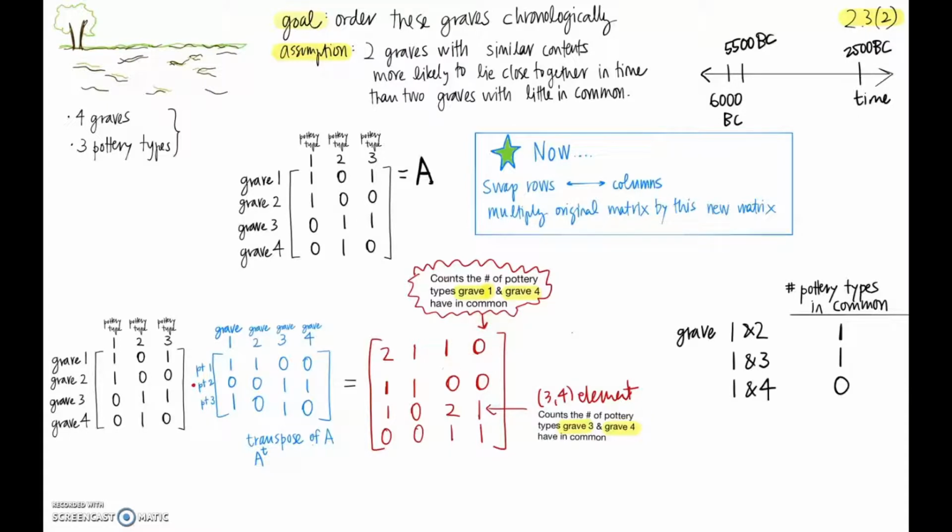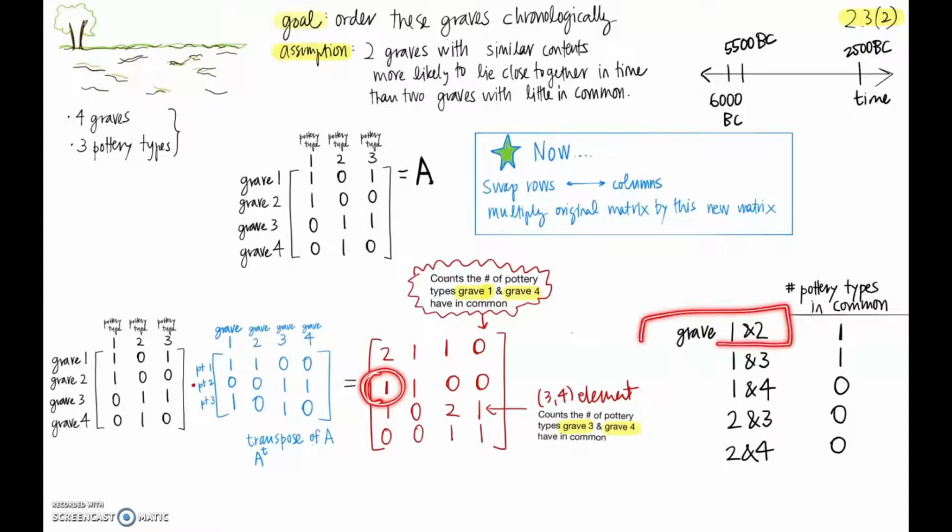Then I'm going to move to this element here. This is the 2-3 element. So this is going to tell us how many pottery types graves 2 and 3 have in common, and they have 0. And graves 2 and 4 also have 0 pottery types in common. So why did I skip around? Why did I skip these? Well, this is the 2-1 element. This would tell us how many pottery types grave 2 and grave 1 have in common.